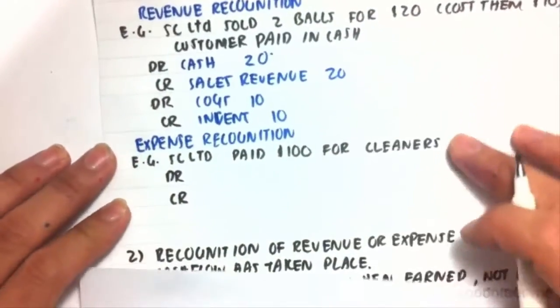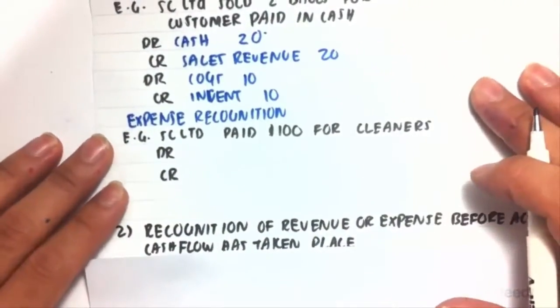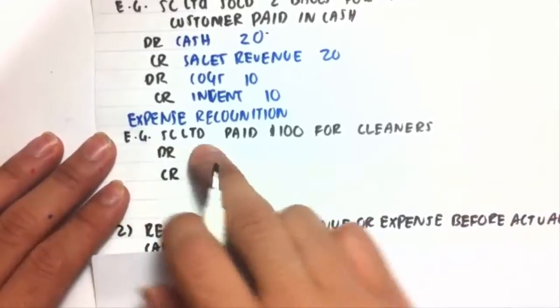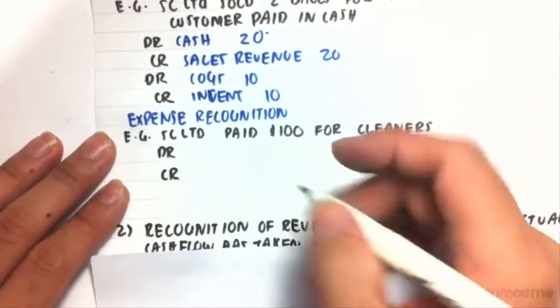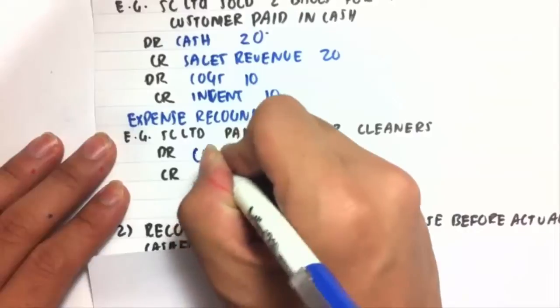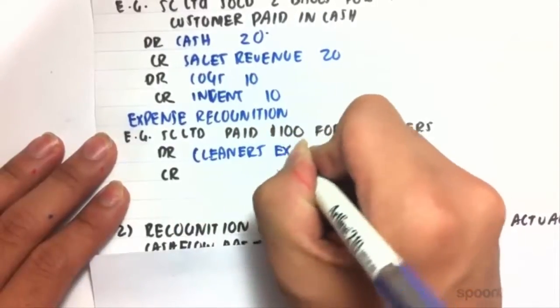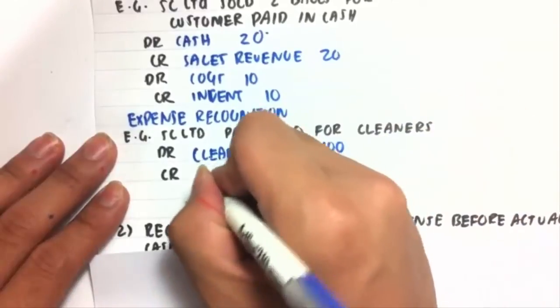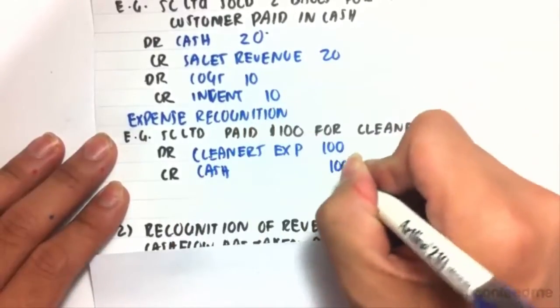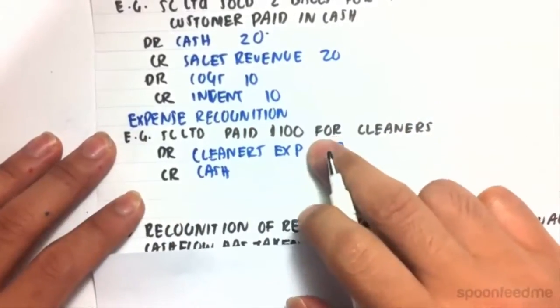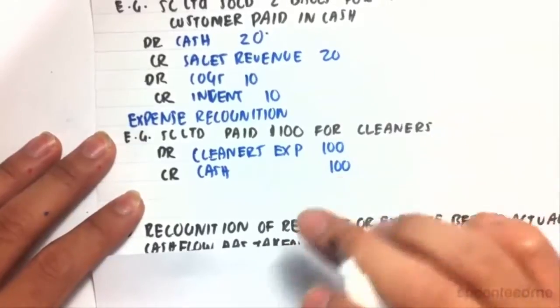So we see here the cash and the sales revenue were recorded at the same time. And then similarly with expense recognition, say SC Ltd paid $100 for their cleaners. So we have a cleaners expense of $100, and then we also have a credit to cash of $100 that we're paying out. So if you see here, our expense and cash are recorded at the same time.